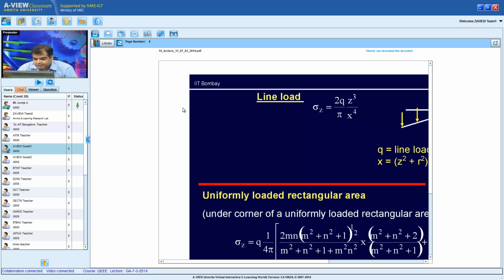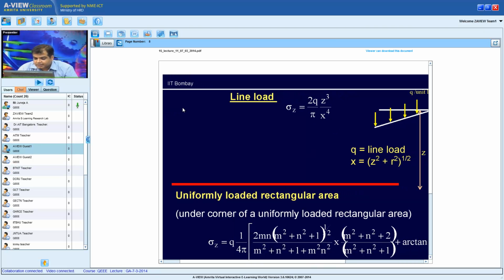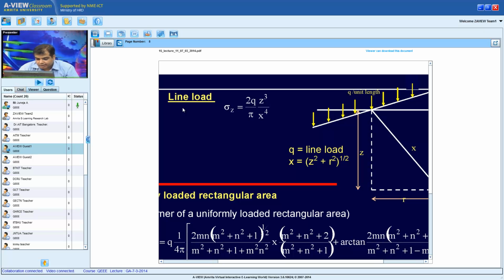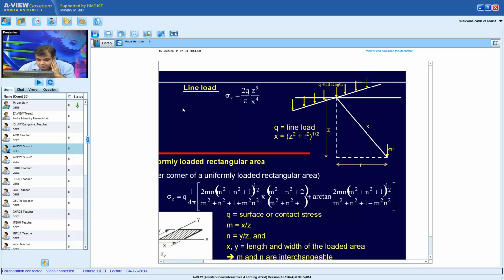So let's take an example. Q has the units of kilonewton per meter. So what happens to sigma z? That's the expression for sigma z over here. x again is the hypotenuse, so I can say x square equals z square plus r square. So I have this equation over there. Again for line load, I would like you to take this as a tablet and remember.